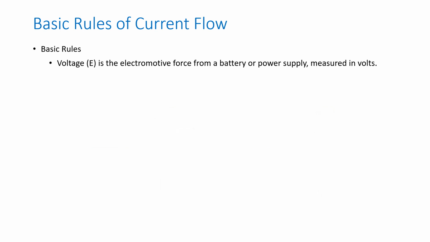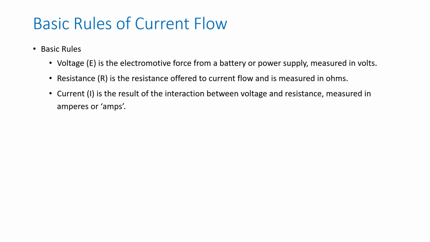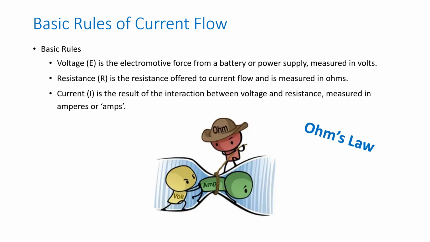Now, the next rules, I'm going to bring them up all at once, is that we've got to come up with a way to describe the current flow, the electromotive force pushing the flow, and any resistance trying to stop the flow. For that, we use Ohm's law. The voltage is the electromotive force pushing the current. The resistance in ohms is trying to stop the current from flowing. The current itself is the result of the struggle between these two.